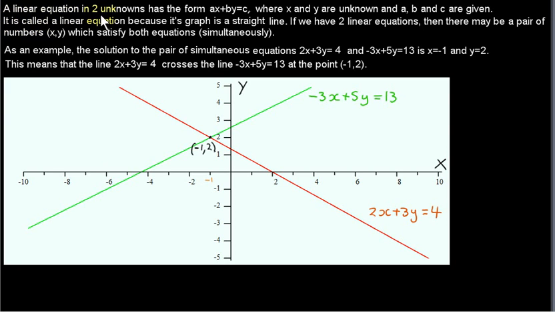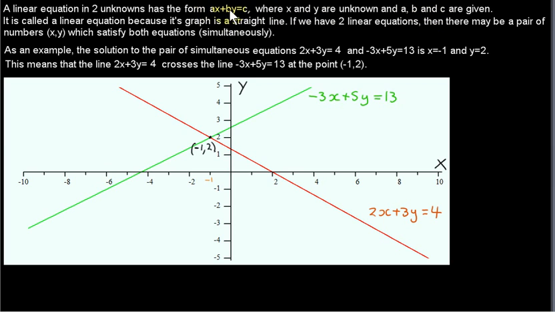A linear equation in two unknowns has the form ax plus by equals c, where x and y are unknown numbers and a, b and c are given numbers. Usually letters at the end of the alphabet denote unknown values, so letters like x, y or z. Letters at the beginning of the alphabet are used to denote given values, values that we know, letters like a, b and c.